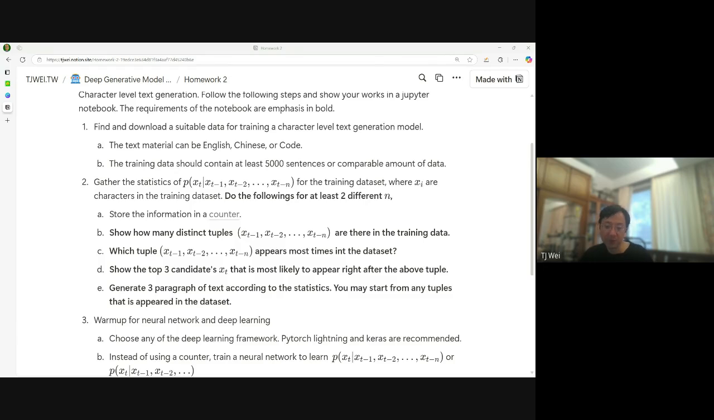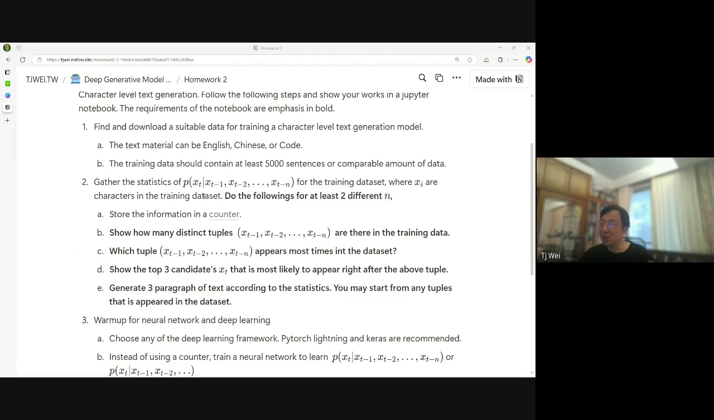So the first part is to try to mimic the character level models that we talked about last week. You gather the statistics like the n-gram. First you have to do it for 2 different n, like a 5-gram or a 10-gram, depending on whether you are using English or Chinese training data.